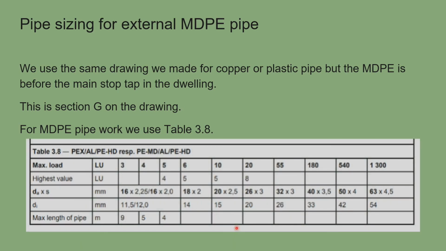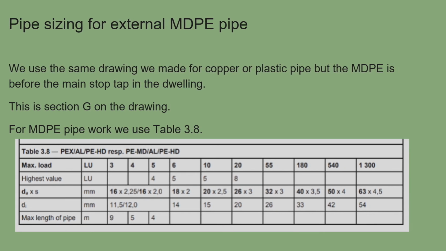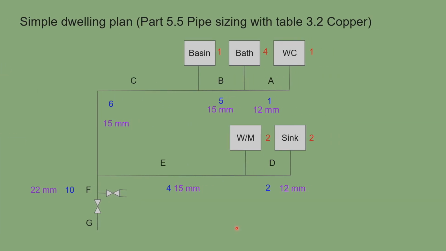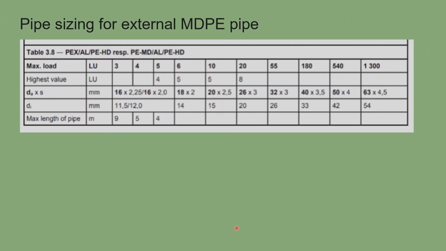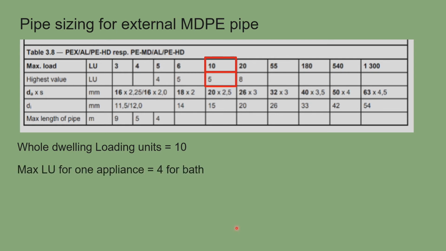So again, we go to table 3.8. So we have a look at our little table here. The MDPE is usually connected just below the main stop tap. So that is my section G. So again, it's only got 10 loading units. So we go to the 10 on there, job done. The highest value is the bath. Well, it's less than the 5. And then that means we can use 20mm MDPE pipe to supply to this property.